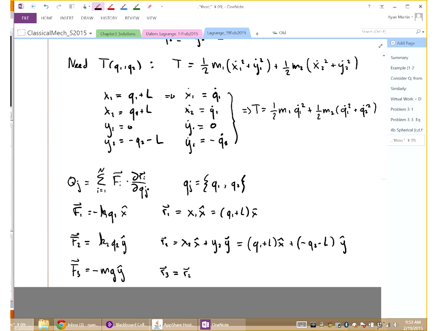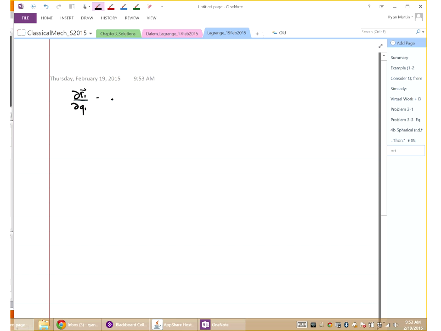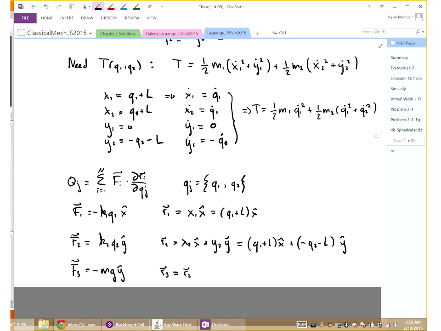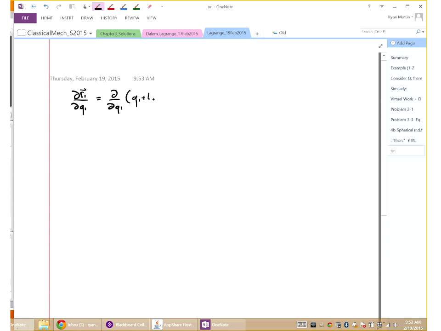Okay, so we've set everything up now. The final thing that we need, though, is the ∂Ri/∂Qj, and we have two different Qs. So let me start a new page. What we need is ∂R1/∂Q1. So that's ∂/∂Q1 of our R1 vector, which was Q1 plus L x hat. So ∂/∂Q1 of that is simply x hat, right?